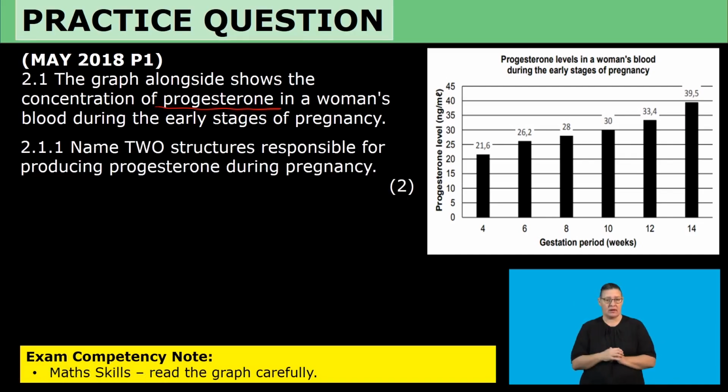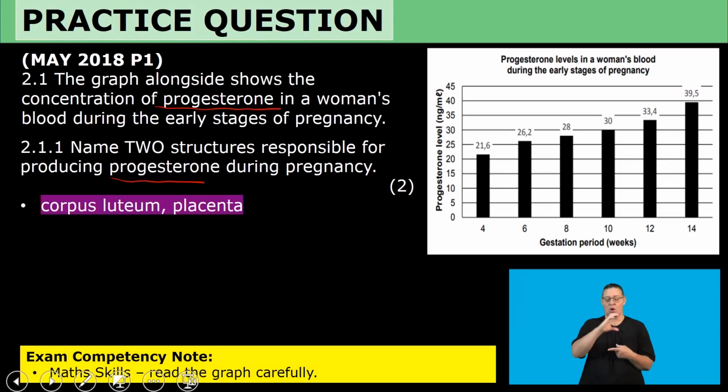2.1.1. Name 2 structures responsible for producing progesterone during pregnancy. Yes, we spoke about one, but I know you have learned about these, so you know the other one. Let's look at them. One structure is corpus luteum and also placenta. So when a woman is pregnant, the progesterone that is secreted by corpus luteum is not sufficient. That is why when the placenta is formed, it now helps out to produce progesterone so that pregnancy is maintained until time for delivery or giving birth.